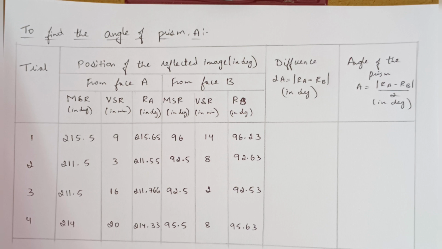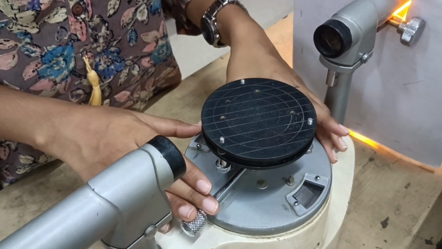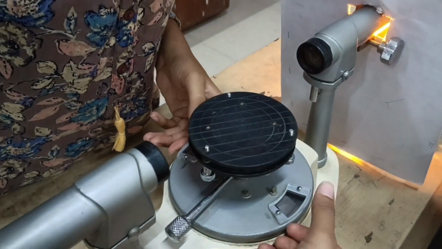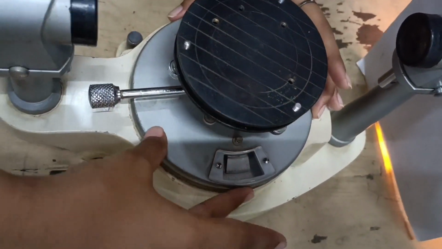These are the values obtained from the observation. Now we're going to find the minimum deviation angle. For that we have to find the direct reading first. So for that we're making the vernier scale reading as 0 and 180 degree for convenience.